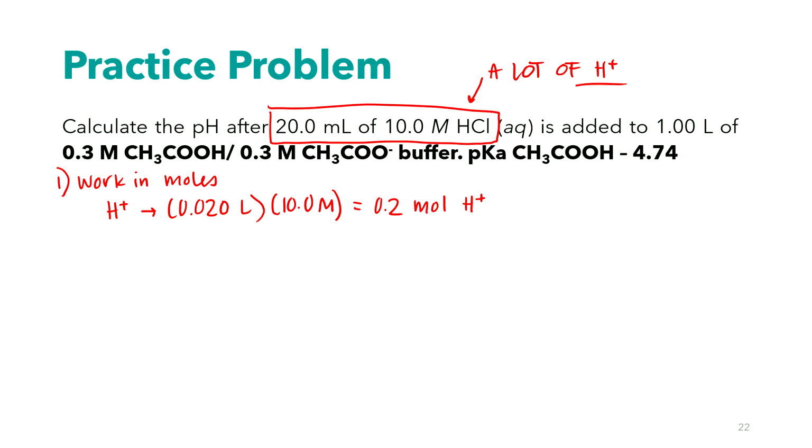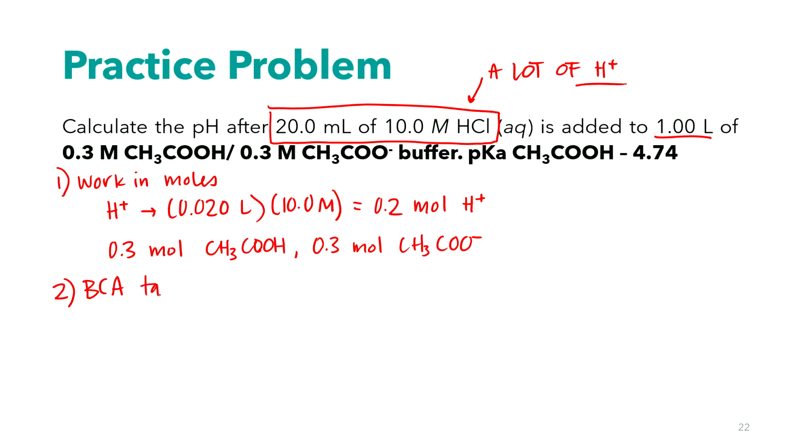Fortunately, I've made this a very simple solution where it's just 1 liter, so I know that I have 0.3 moles of CH3COOH and 0.3 moles of CH3COO minus. Now I've got my moles, so I'm going to go into the BCA table. BCA is just before, then change, and then after. We're doing it as a stoichiometry, so we're just saying 100% of this reacts.